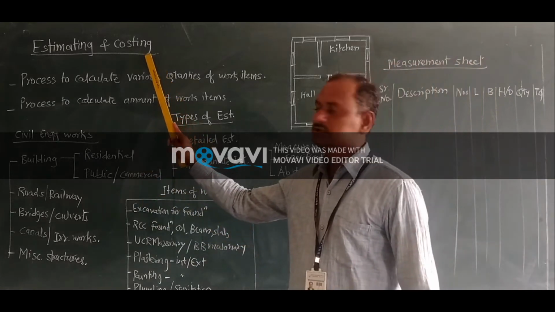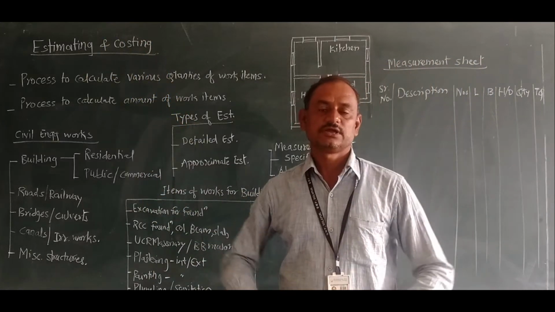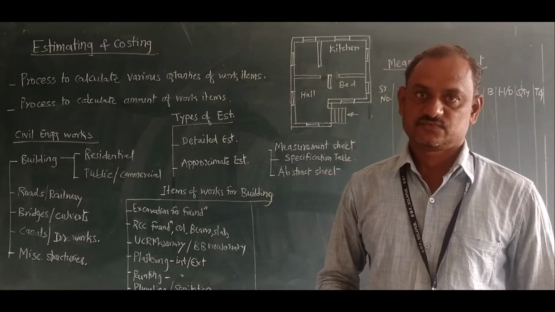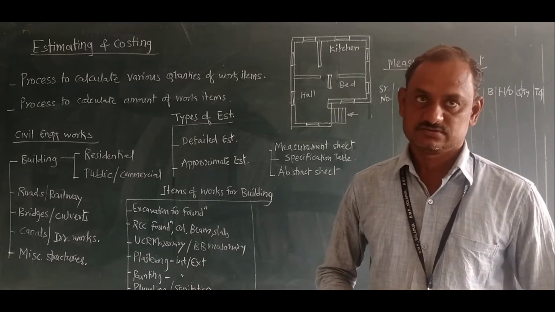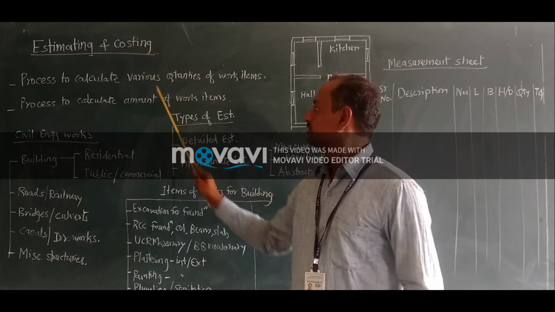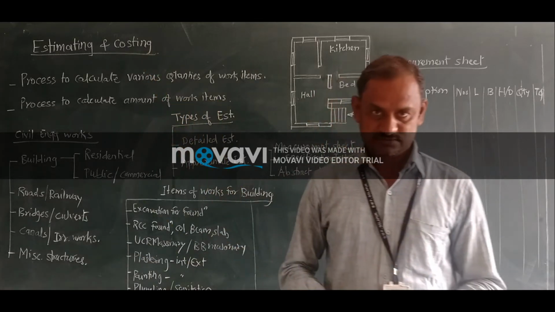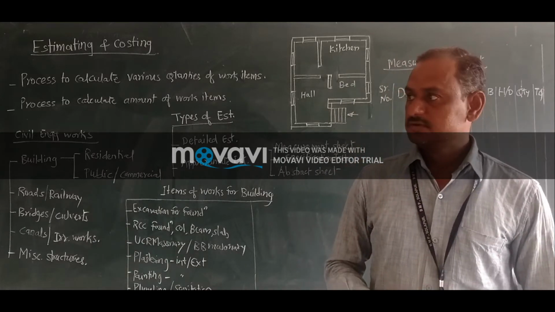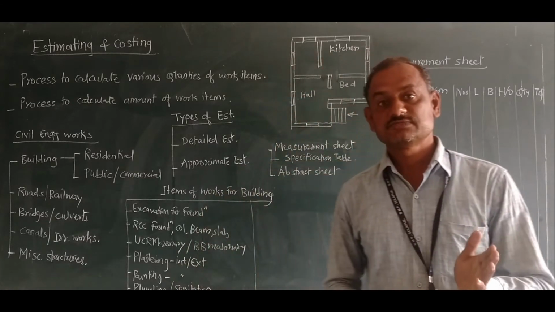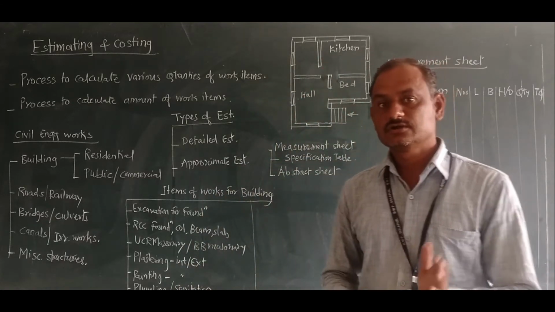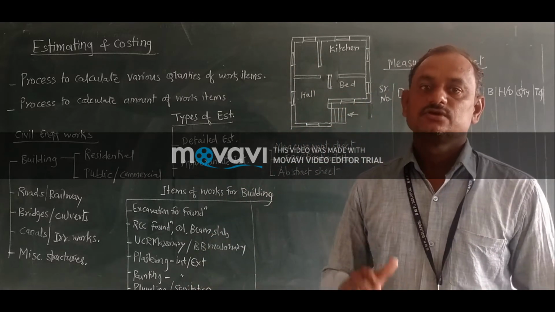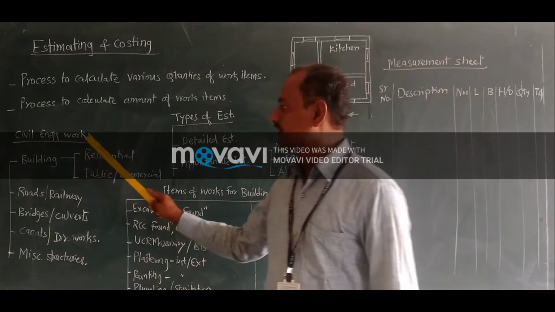And what is costing? It is also a process to calculate the amount of various items of civil engineering work. So in this costing process, we have to calculate the amount of the work. Before we calculate the estimation as well as costing, the learner should know all the basic things which are included in the civil engineering works.